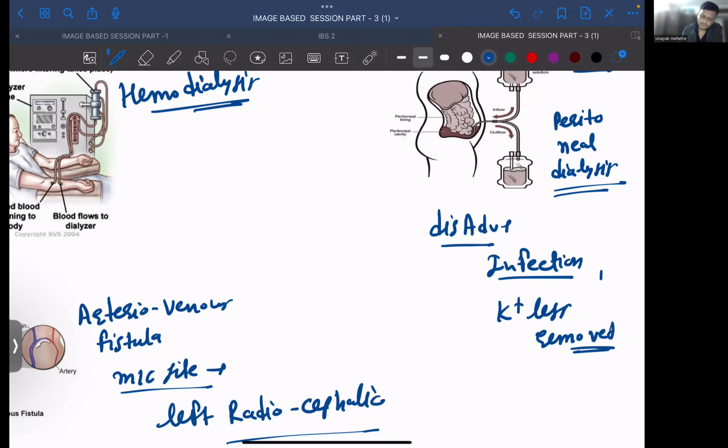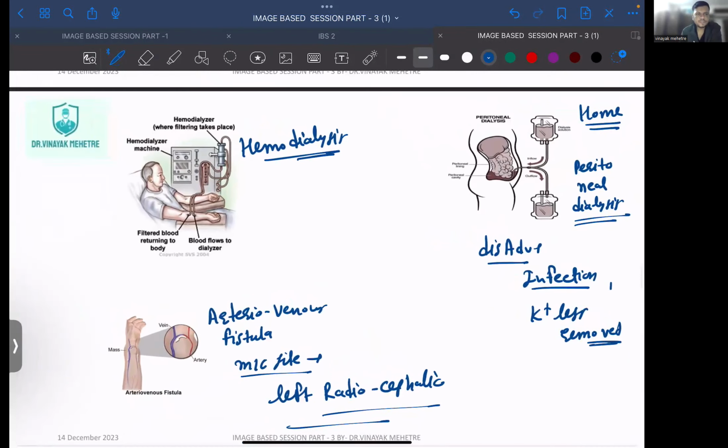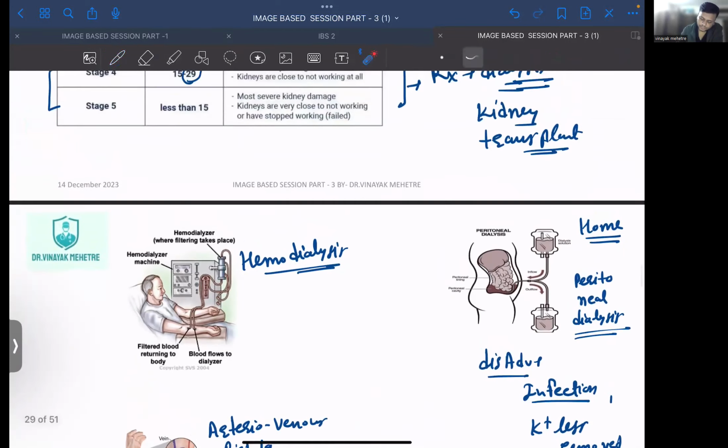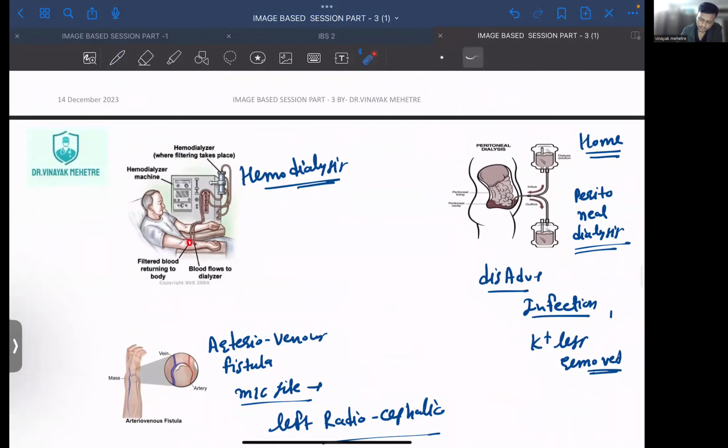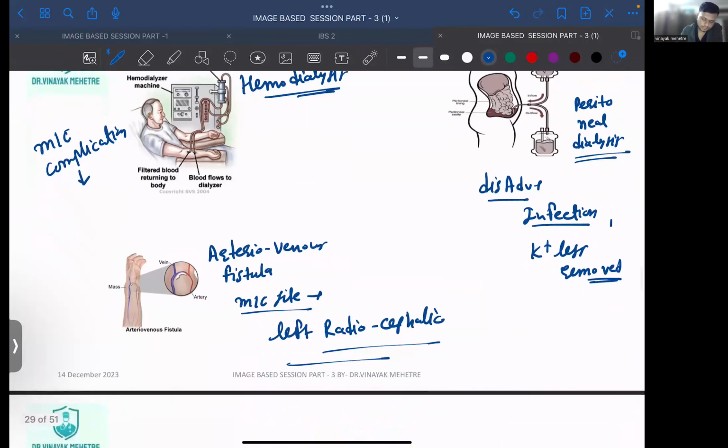Most common complication of hemodialysis. What do you think? We are going to dialyze the blood, and remove the excess potassium from the blood. Blood is going to come out of your hand, from your veins and artery, go into the machine, and from the machine it is again going to come inside. So what will be the complication? Most common complication is hypotension.